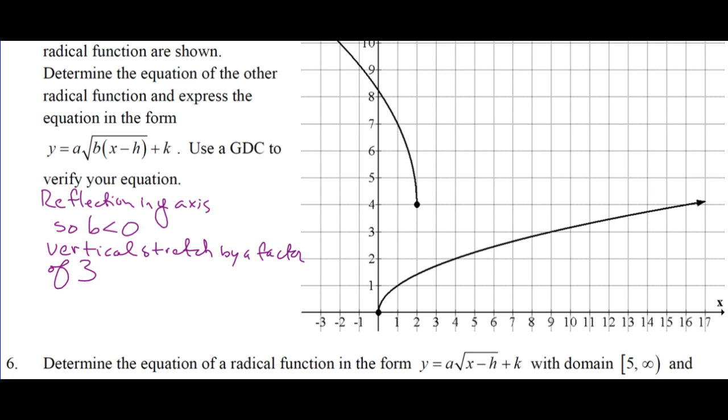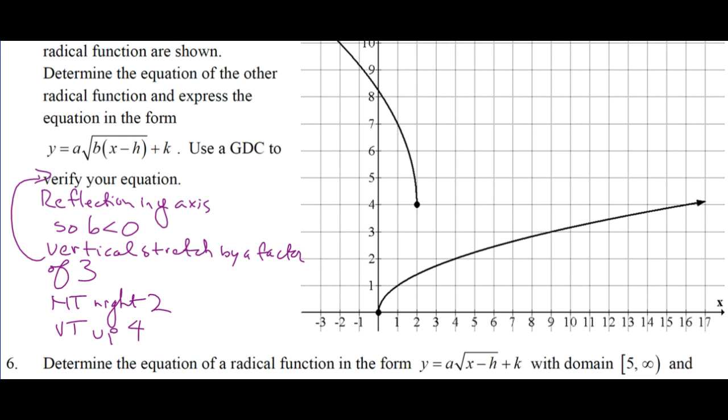What's left? The translations. This is affected by translations, right? So it's got to be right 2, up 4. We have an HT right 2 and a VT up 4. So what were we supposed to actually do inside that blank? Graph it and determine the equation of the other radical function. So I've got all the words.